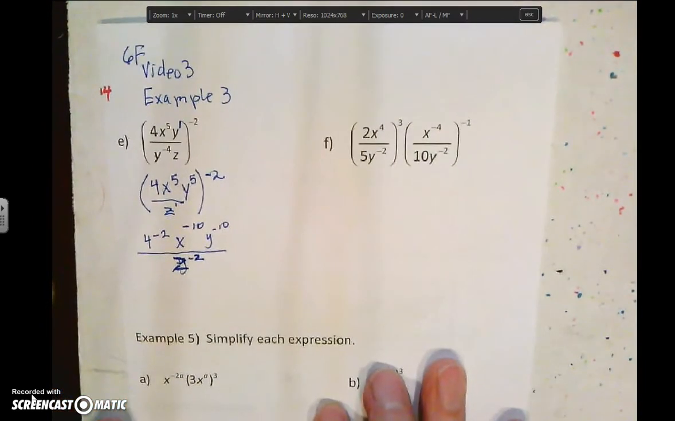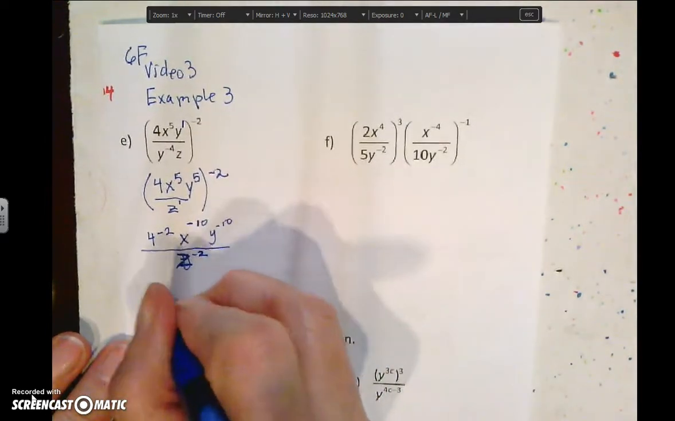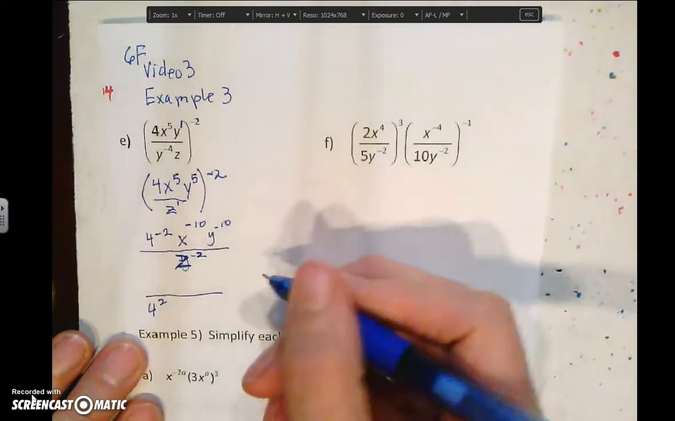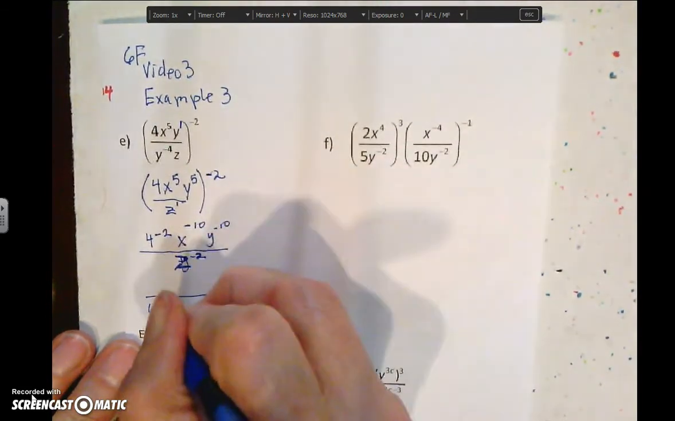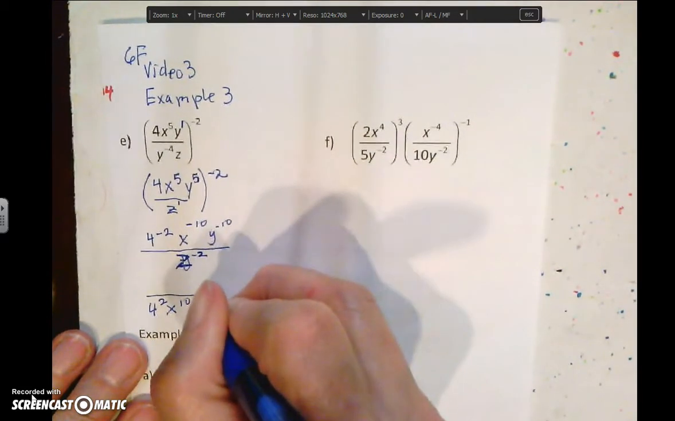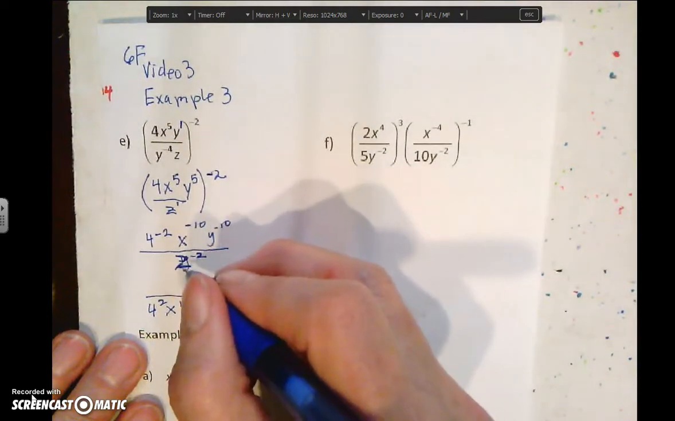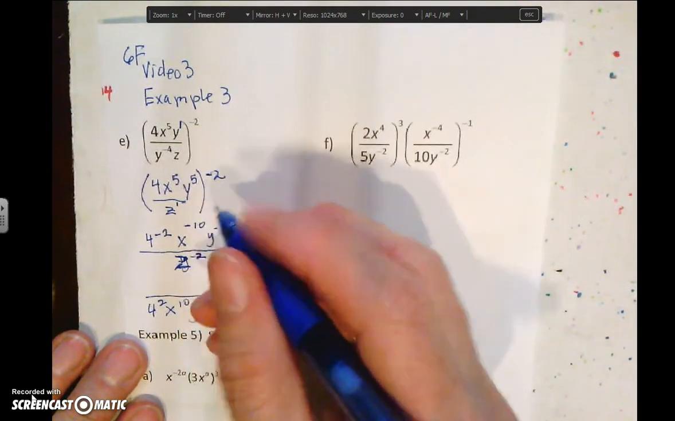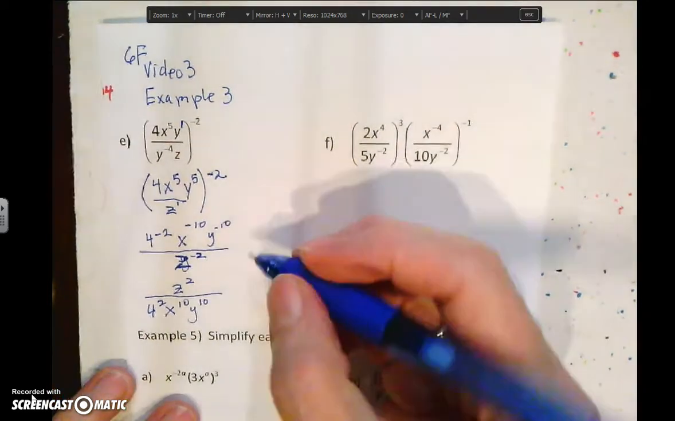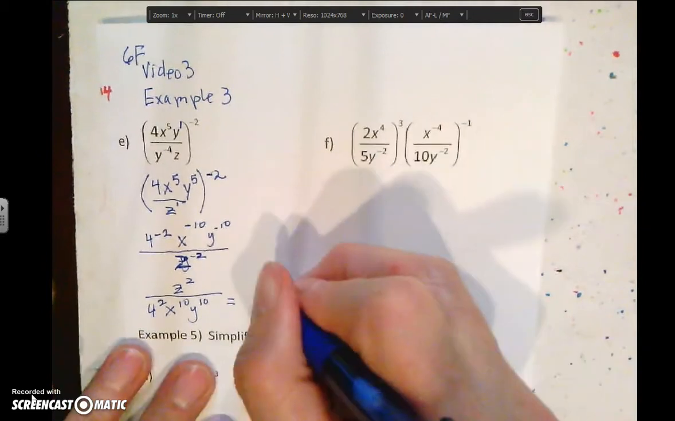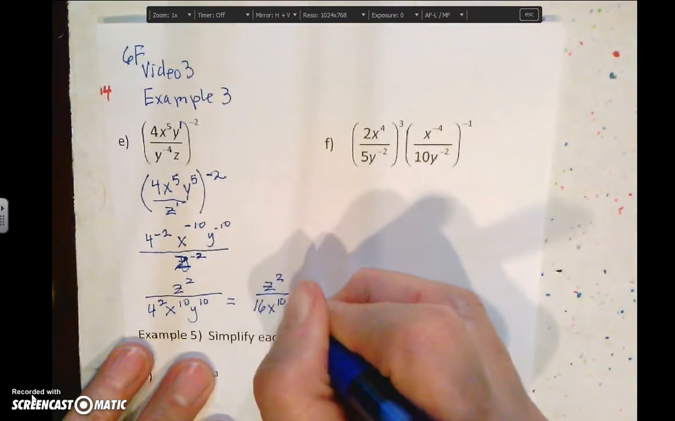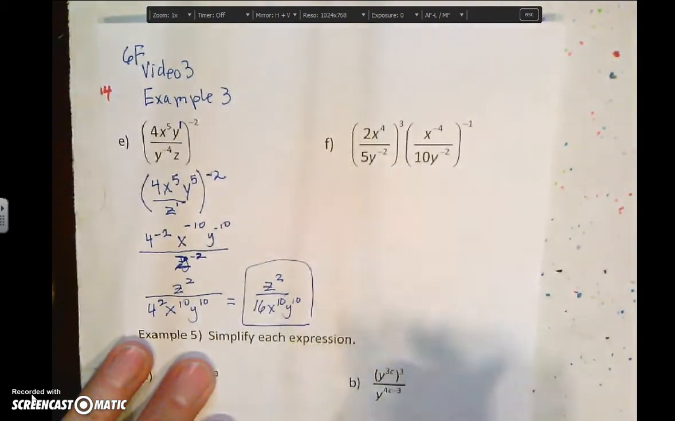So now I'm going to get rid of my negative exponents. So here's my fraction. My 4 to the negative 2 will drop and become 4 squared. X to the negative 10 drops and becomes x to the 10th. Y to the negative 10 drops and becomes y to the positive 10th. And z to the negative 2 rises to the numerator and becomes z to the positive 2. And I can simplify the 4 squared into a 16. So I have z squared over 16x to the 10th, y to the 10th.